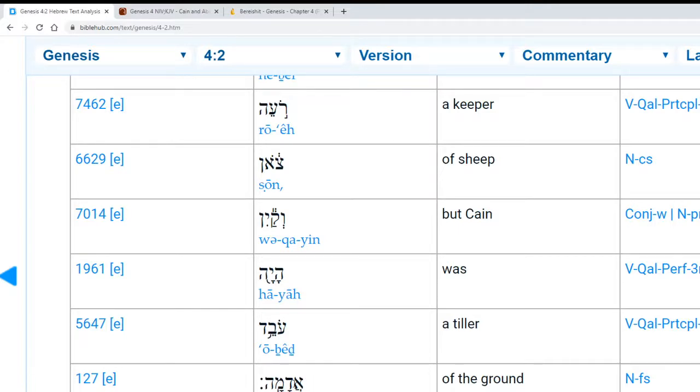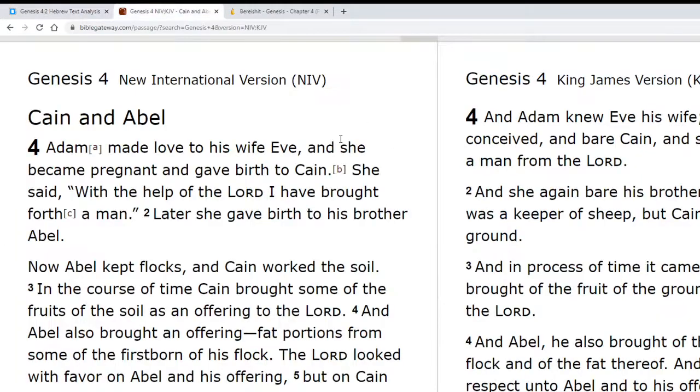They have here Adama, right? And I've been translating that word as clay myself to keep it separate from other types of ground, because again, it comes from that root Aleph, either Edom, meaning red, or Dam, meaning blood. Okay, verse 2, King James: And she again bare his brother Abel, and Abel was a keeper of sheep, but Cain was a tiller of the ground.